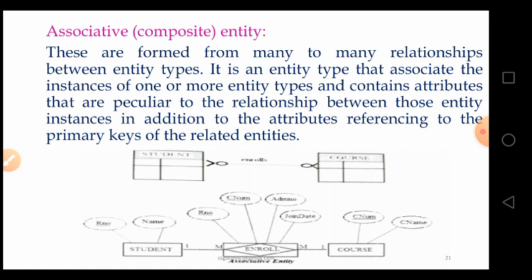Here is shown the example diagram. Enroll becomes an associate entity with attributes admission number and joining date, which are peculiar to the relationship. It also has two attributes, roll number and course number, which reference student and course respectively. These are the types of entities.